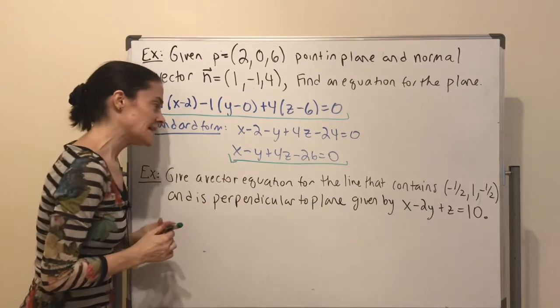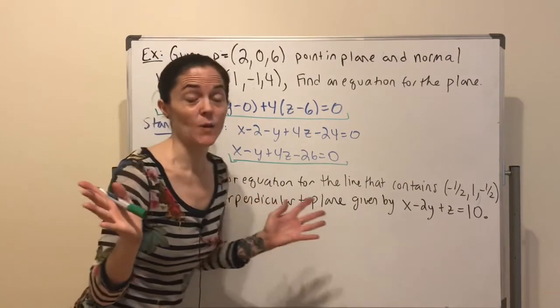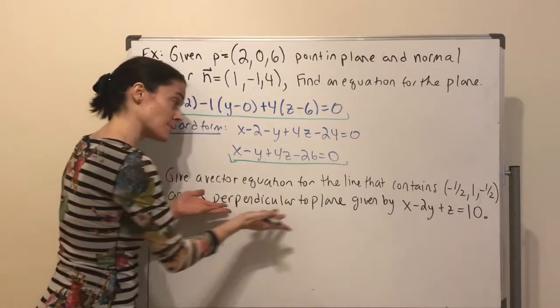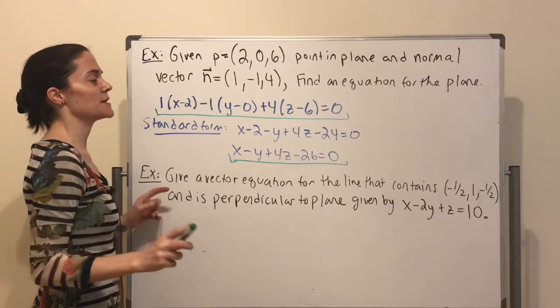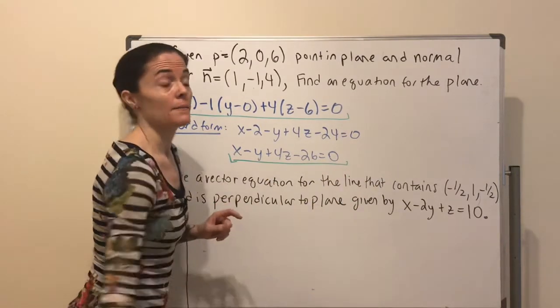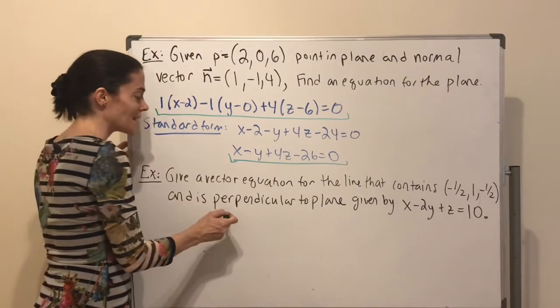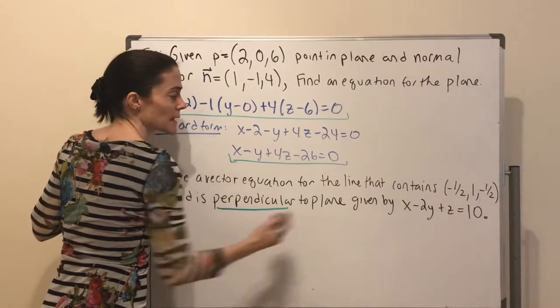Okay? Now, this one we're back to finding the equation of a line, but there's something about a plane in it. So let's read the question. We want the line to contain this point, minus a half, 1, minus a half, and we want the line to be perpendicular to this plane.